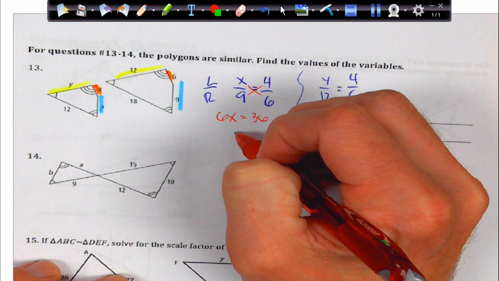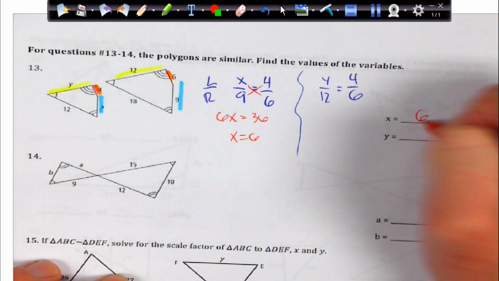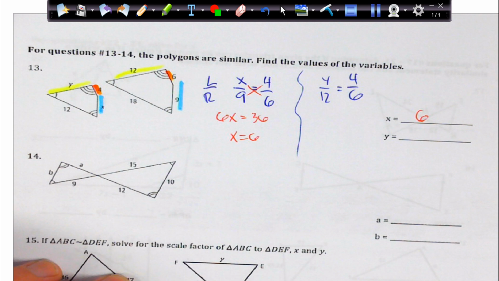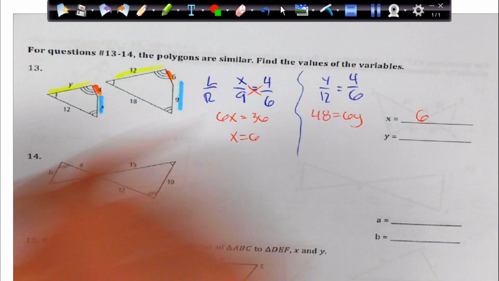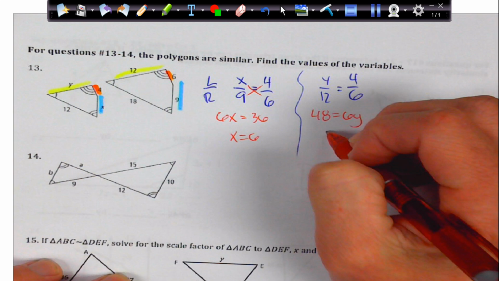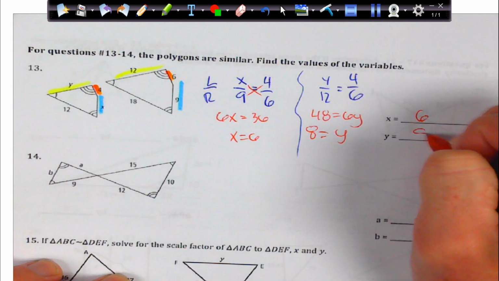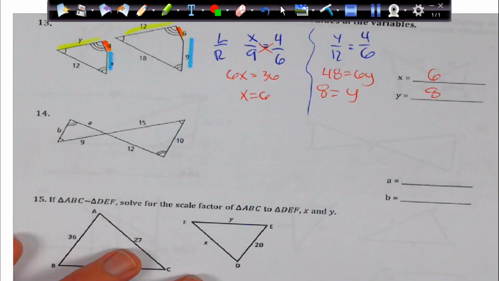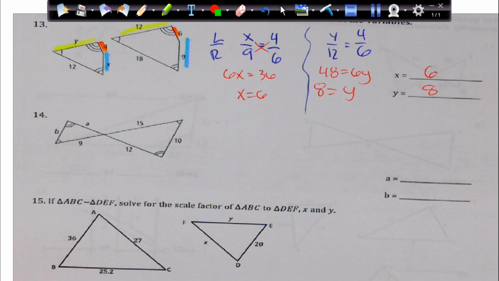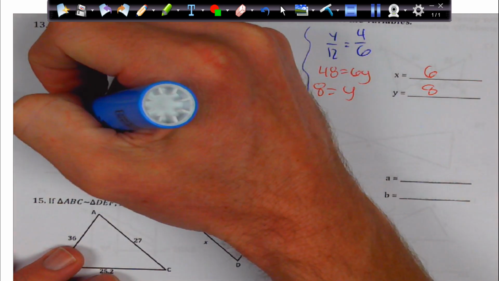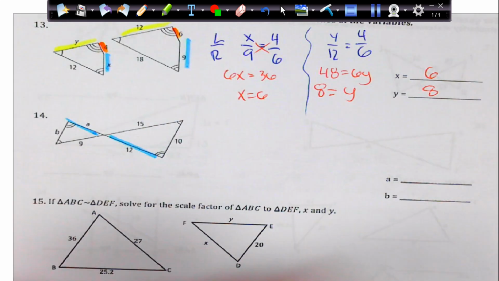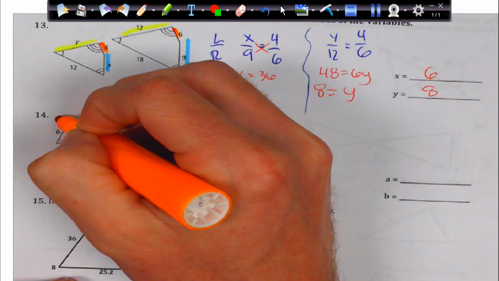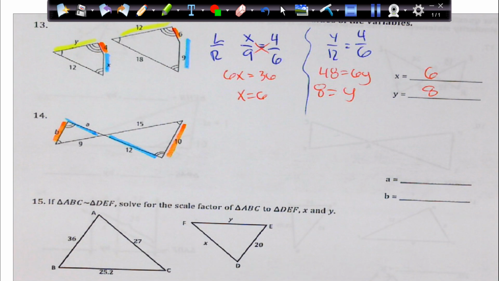Divide by 6, x equals 6. 12 times 4 is 48, equals 6y, and divide that by 6, y equals 8. Okay? Now this one, again, I would like to highlight, this is coming off of the double, so this matches with this guy. You know that this matches with this, and then the only thing left is the 9 and the 15 match each other.